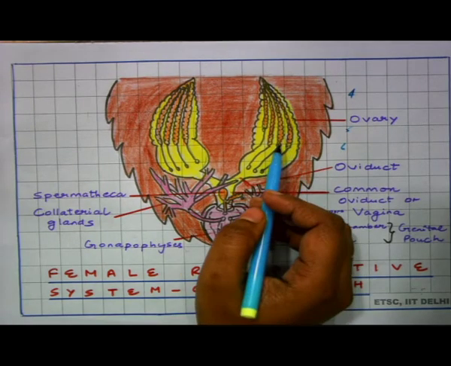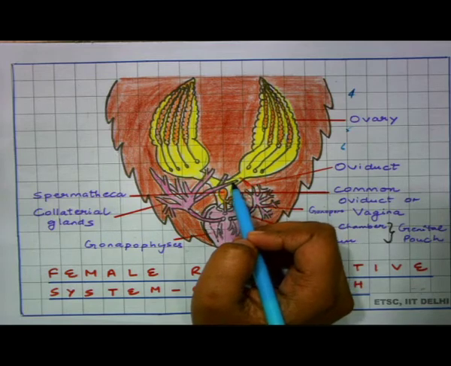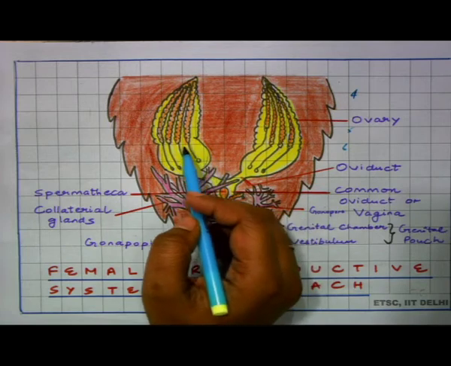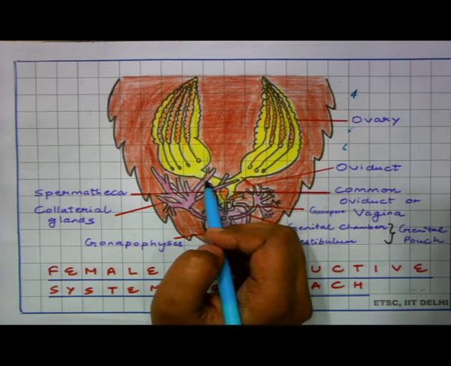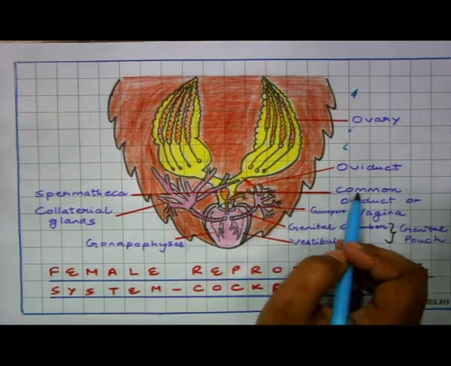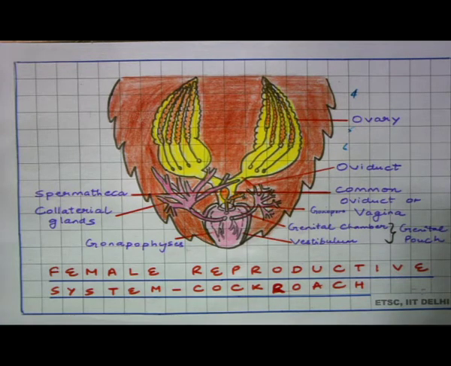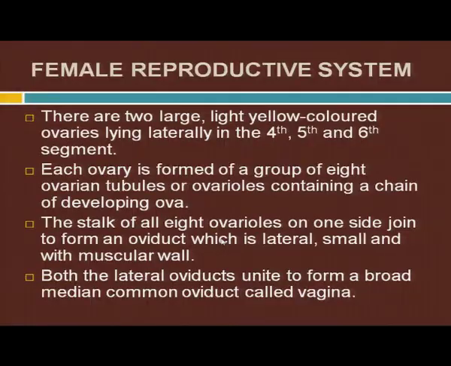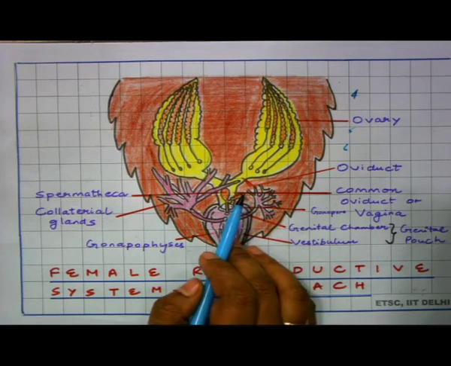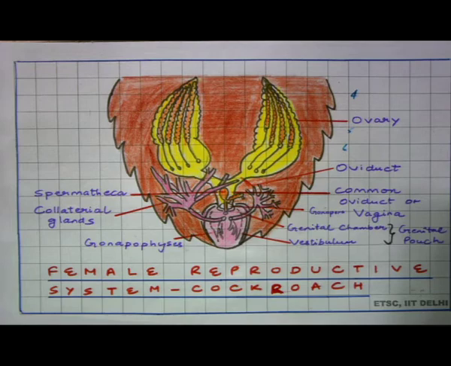The stalk of all the 8 ovarioles will join together to form one oviduct of one side. Similarly, of this ovary also, the stalk of the ovarioles will join together to form the oviduct of this side, and ultimately they will come together to form a common oviduct which is known as vagina. Both the lateral oviducts unite to form a broad median common oviduct, and this is known as vagina.